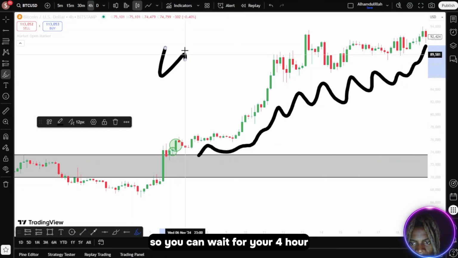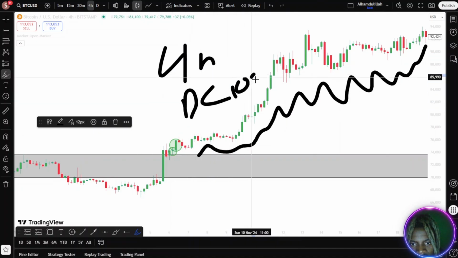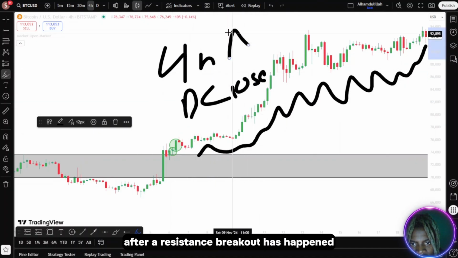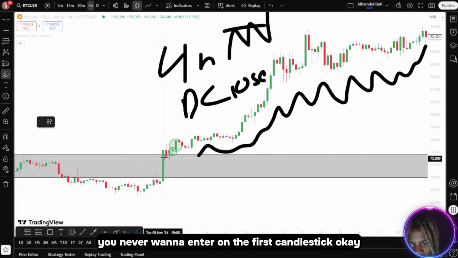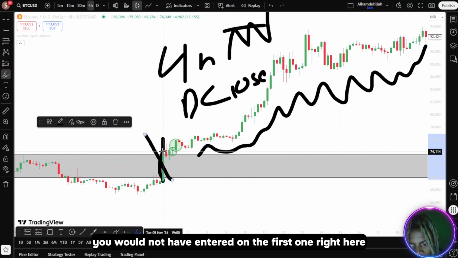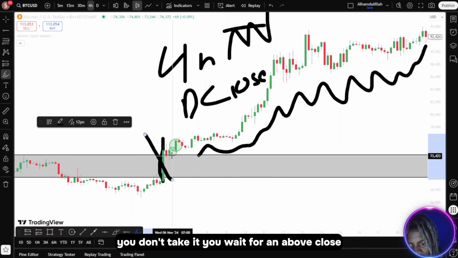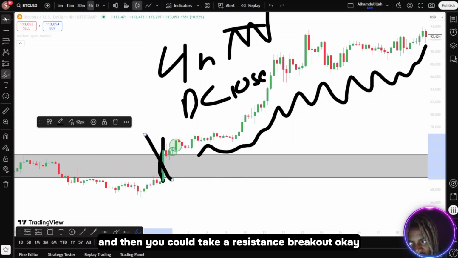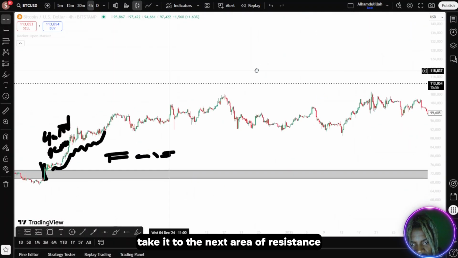So you could wait for your 4 hour or your daily close after a resistance breakout has been identified. Remember, you never want to enter on the first candlestick. You would not have entered on the first one right here. You want to wait for a close above the black line. If it's in between your zone, you don't take it. You wait for an above close, and then you could take a resistance breakout, and then take it to the next area of resistance or support.